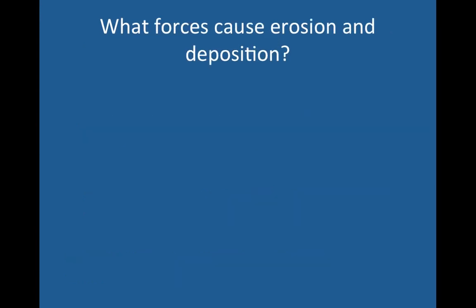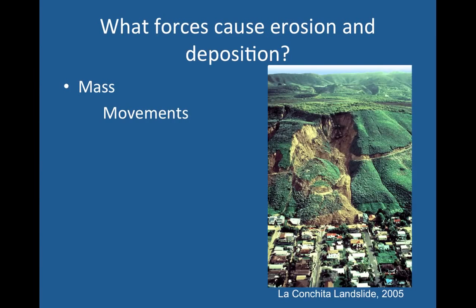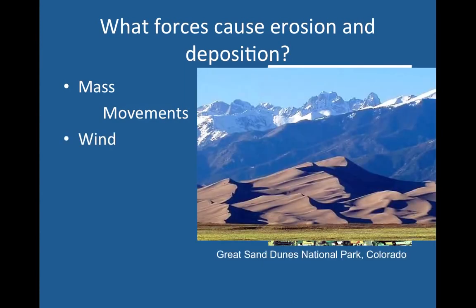So what forces cause erosion and deposition? The first is mass movements. These are caused by gravity. And the different types of mass movements, many of them are things that we would call a landslide in our everyday speech, but in geology they have slightly different names. Wind is another large force, and here you can see the dunes that were produced by wind deposition. And then water does a lot of erosion and deposition.